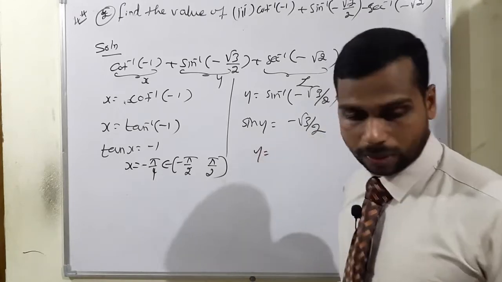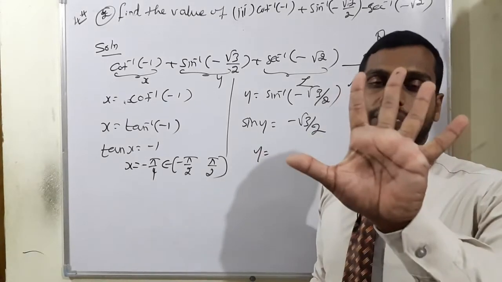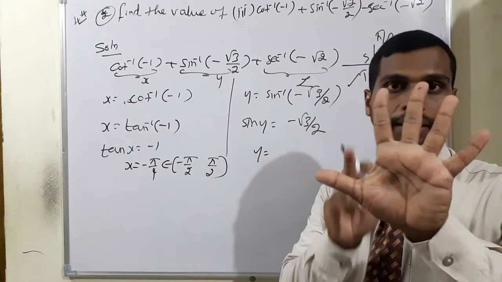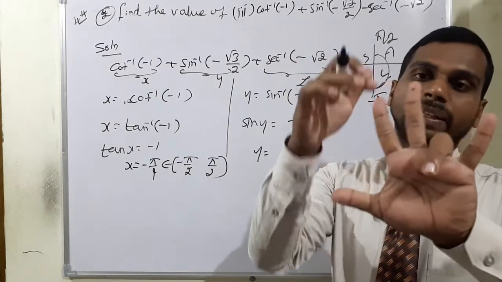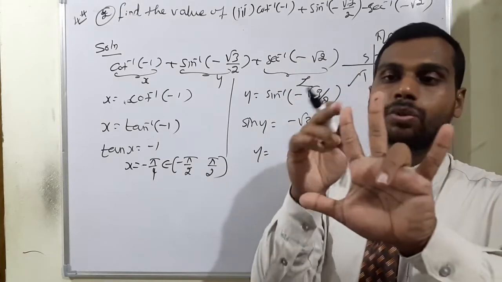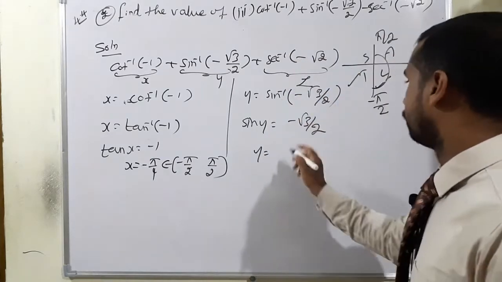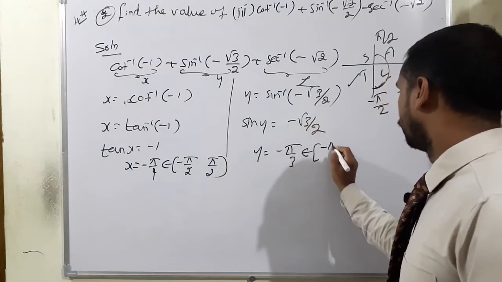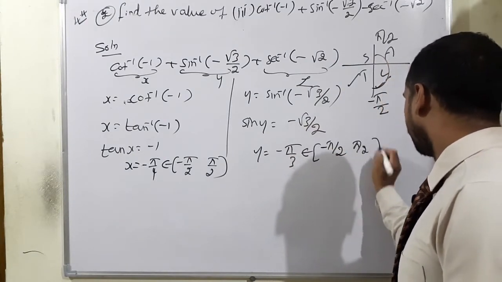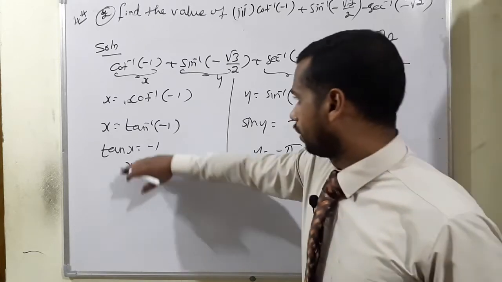Therefore, y is equal to, what is the meaning of sine? Square root of the number of fingers counted on the thumb side. So on the thumb side, root 3 by 2 means surely we can say pi by 6, pi by 4, pi by 3, that is the ring finger. But negative, so negative pi by 3. It belongs to negative pi by 2 to positive pi by 2, isn't it? So we have the answer.